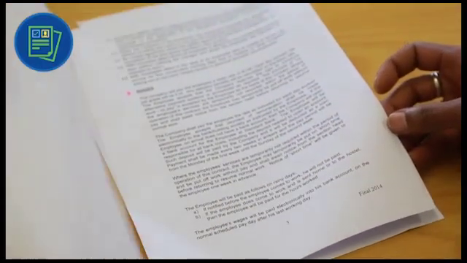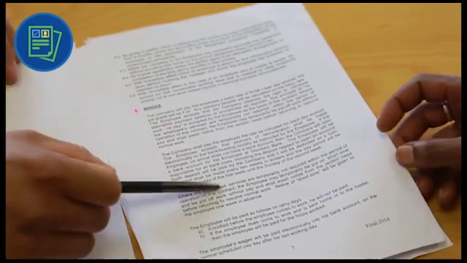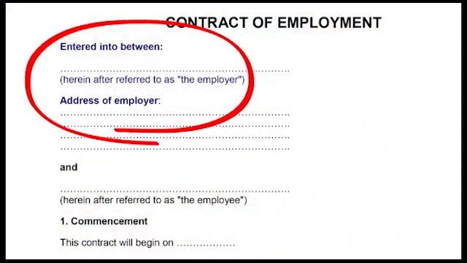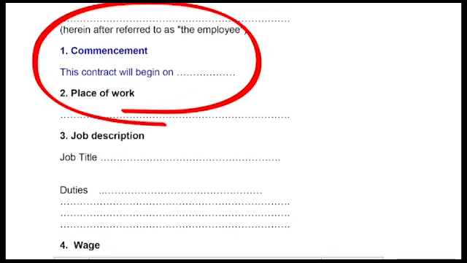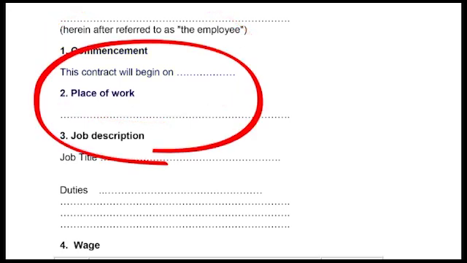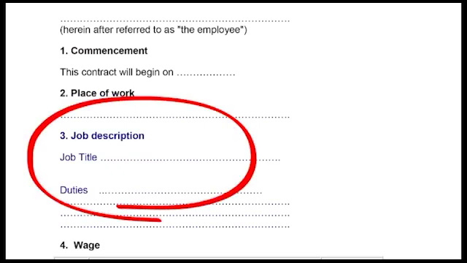Let's have a look at what information you should have in your contract. The name and address of your employer, your name as the worker, the date when the contract begins, the day you start to work. The name of the place where you will work. What work you will be expected to do on the farm or in the pack house.